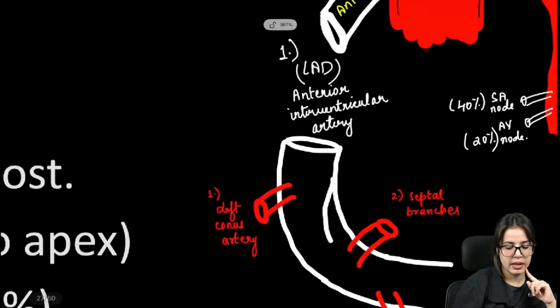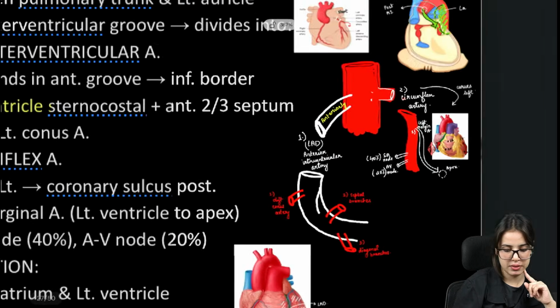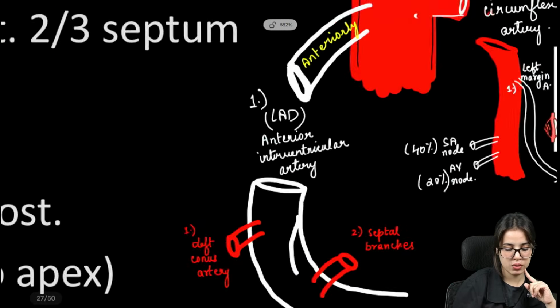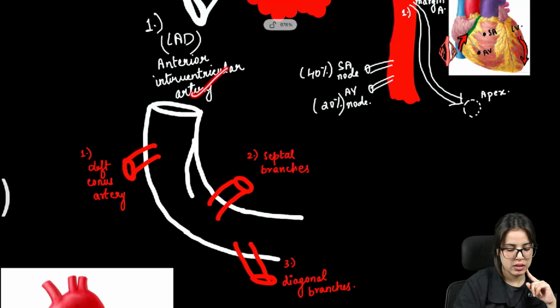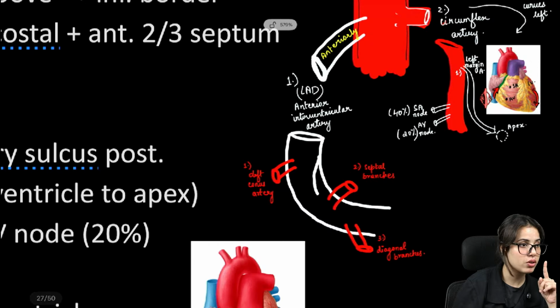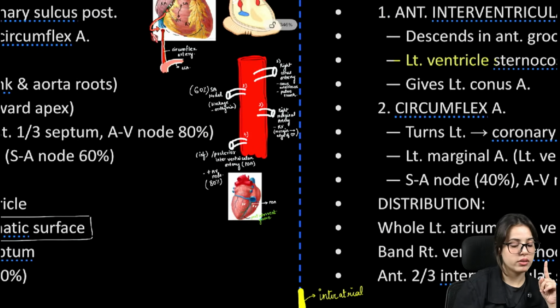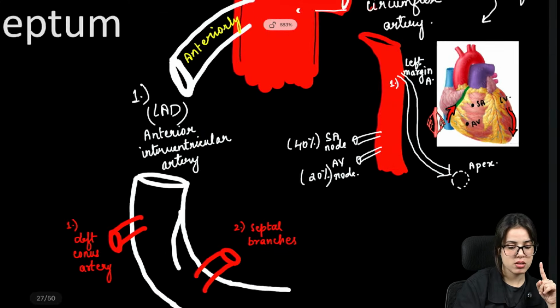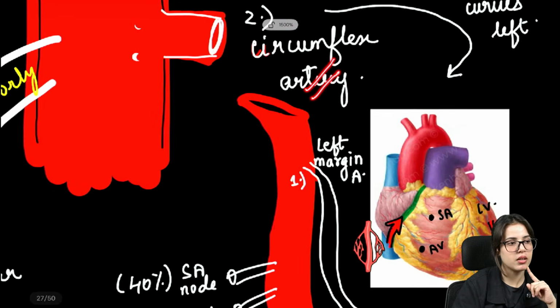The heart is provided by the anterior interventricular artery. Now we know the branches of the LAD, we know the branches of the left coronary artery, the posterior interventricular artery and the RCA, and now we're done with this. So what's left? The circumflex artery.